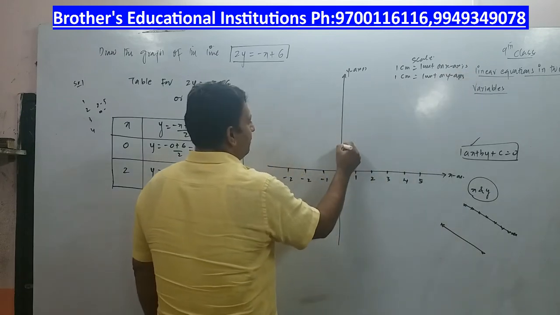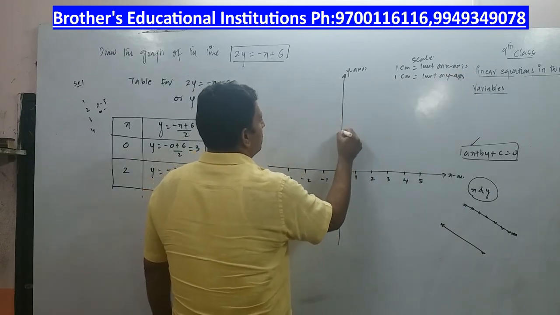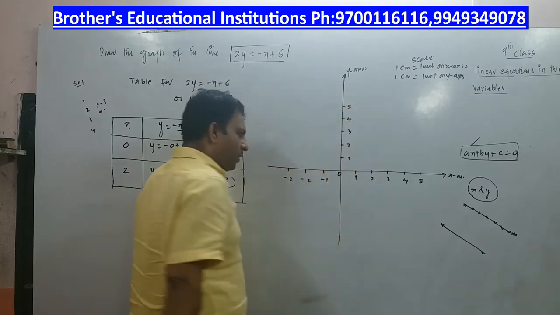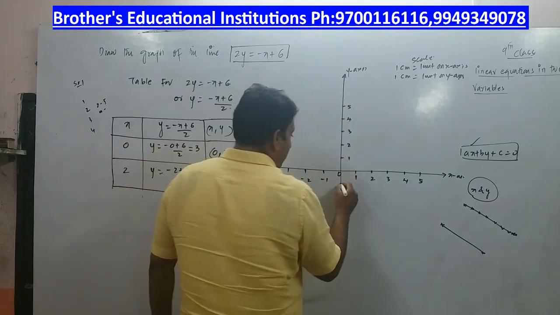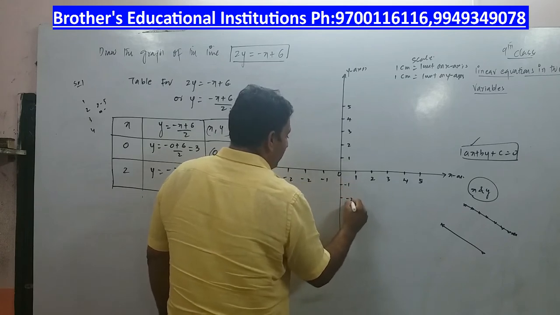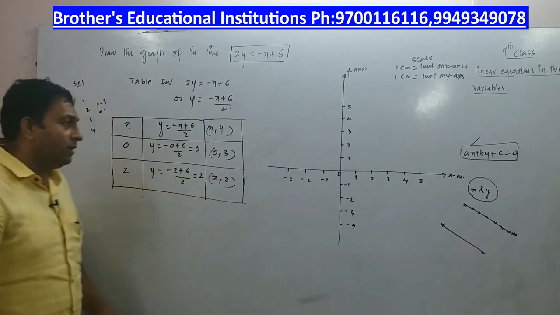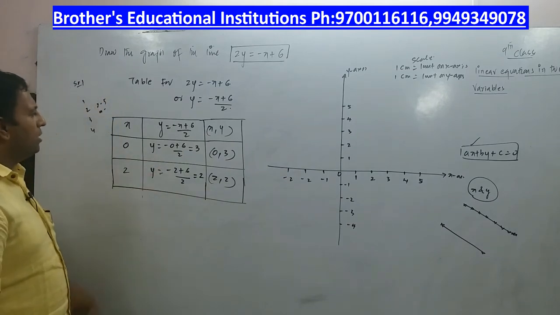So this is 1, this is 2, this is 3, this is 4 and this is 5. Similarly, in the negative part of the y-axis you write minus 1, minus 2, minus 3, minus 4.